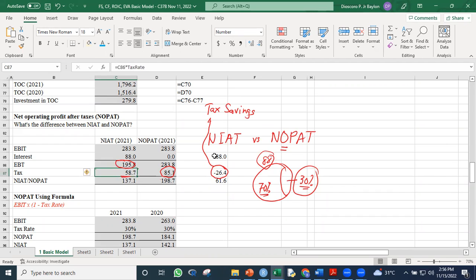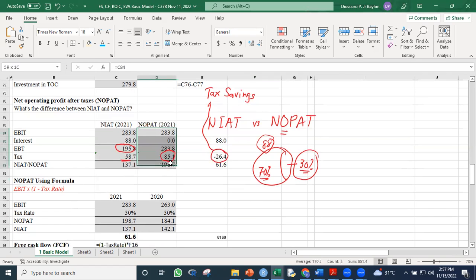And what's the difference between the EBIT and the NOPAT? I'm sorry, not the EBIT. What's the difference between the interest, which is supposed to be the value added to NOPAT, and the tax and the final value? The difference is 26.4, which is the tax savings generated from the use of debt. 58.7 tax versus 85.2.